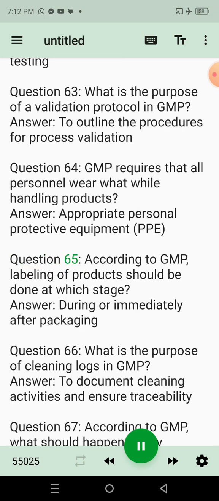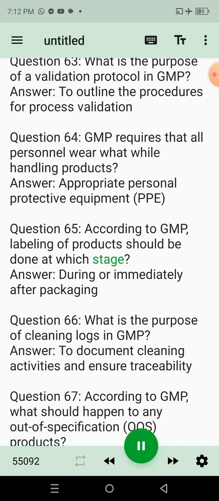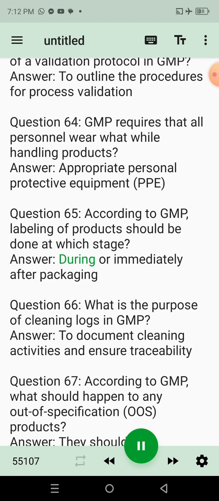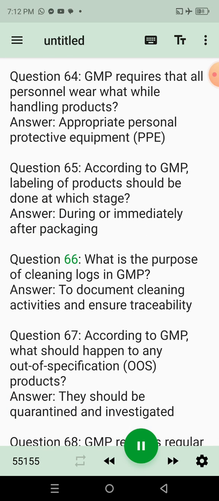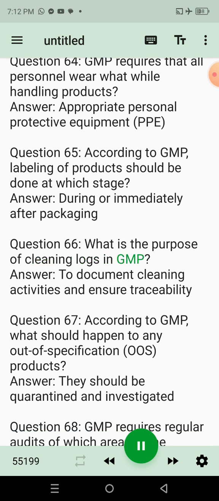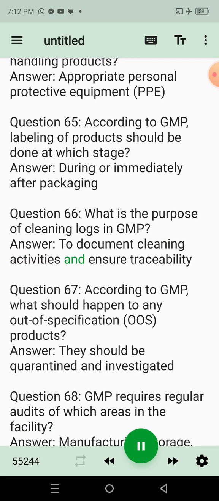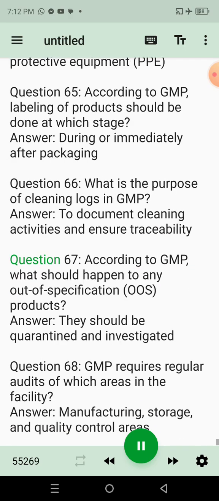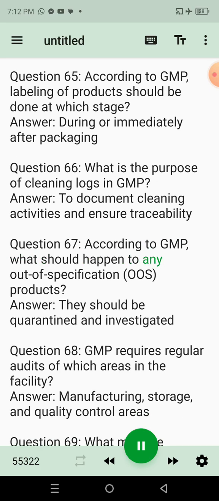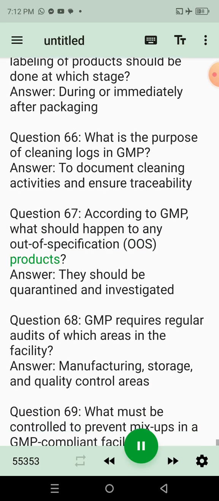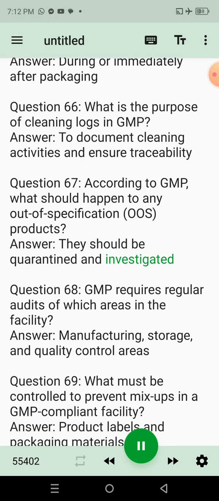Question 65. According to GMP, labeling of products should be done at which stage? Answer: during or immediately after packaging. Question 66. What is the purpose of cleaning logs in GMP? Answer: to document cleaning activities and ensure traceability. Question 67. According to GMP, what should happen to any out-of-specification (OOS) products? Answer: they should be quarantined and investigated.